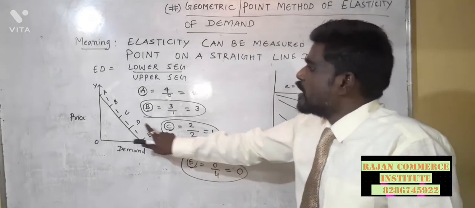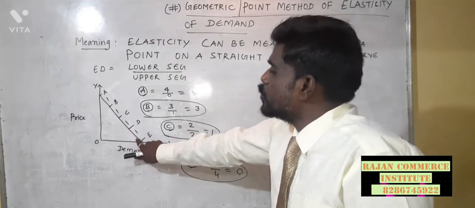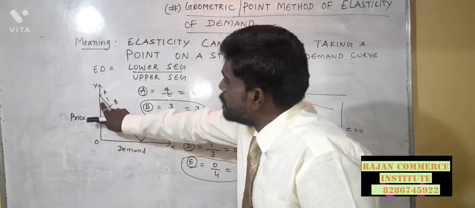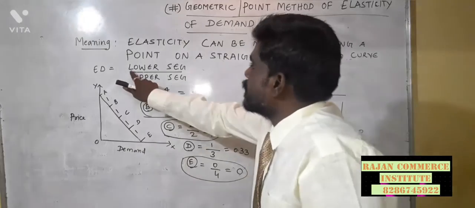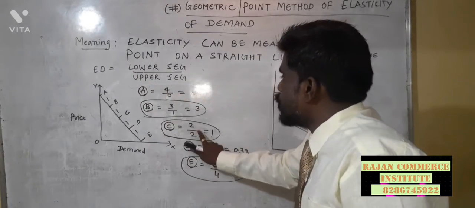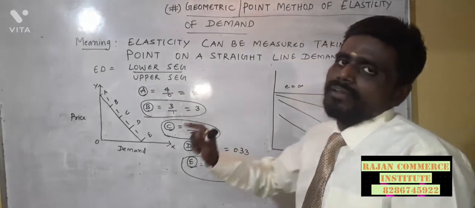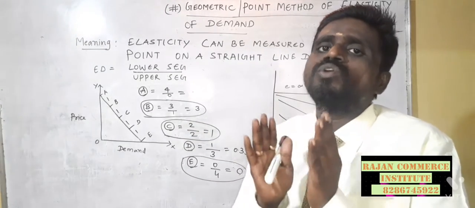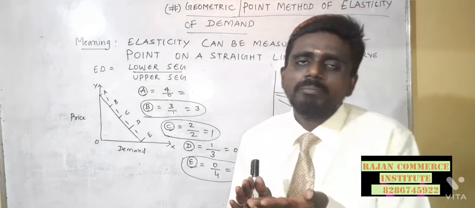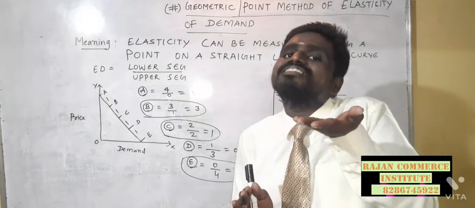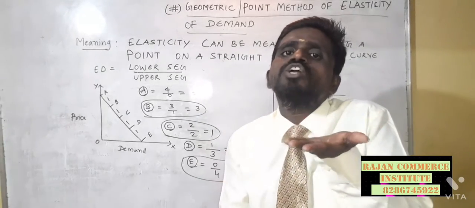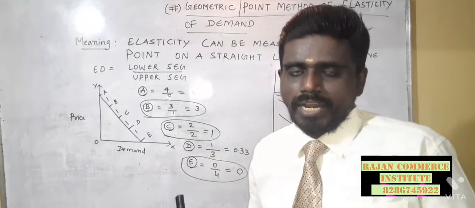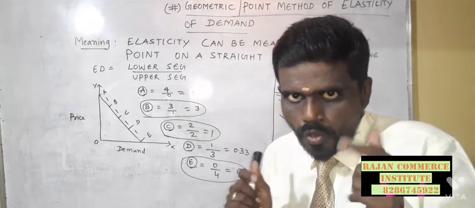Now I am going to check the ED of point C. For point C, the lower segment is 2 units and the upper segment is also 2 units. Lower segment upon upper segment, 2 upon 2, is equal to 1. That means ED is equal to 1, which is unitary elastic. When the price rises by 5 units, the demand falls by the same 5 units. That is ED equal to 1.